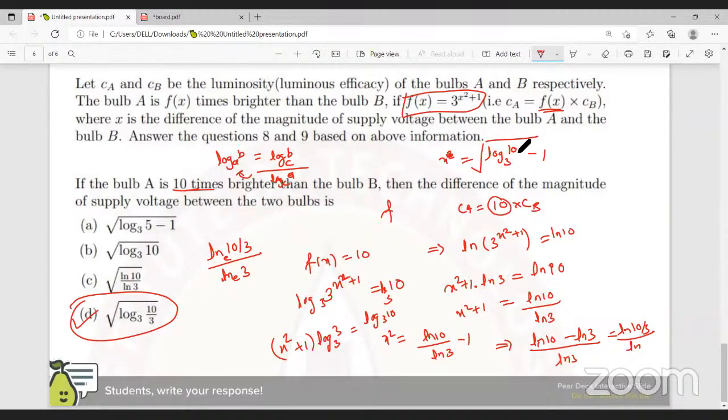Yes, sir. But to simplify this, we can write this 1 as log of 3 by 3. Right? Can we write? Yes, sir. Yes, we can write, right? And then apply the property log of m by n again. So we'll again get log 10 by 3 to the base 3, right? This option. If we put 1 equals log of 3 to the base 3.